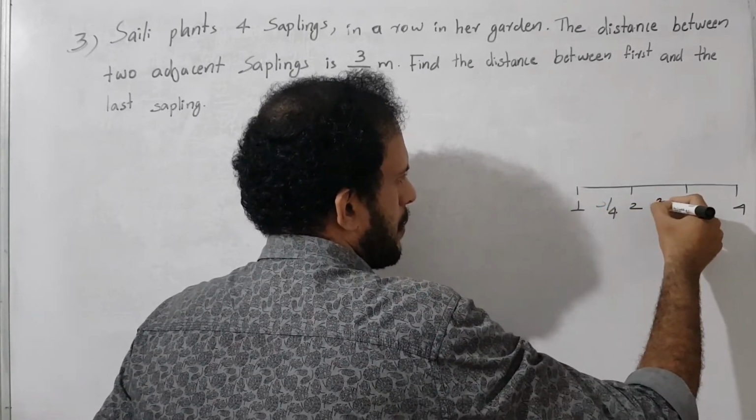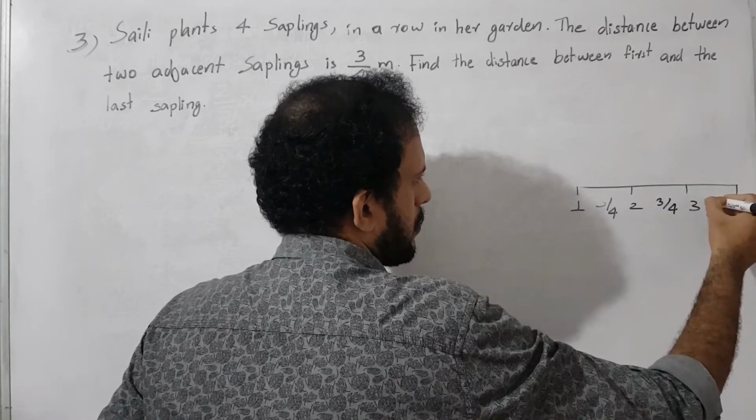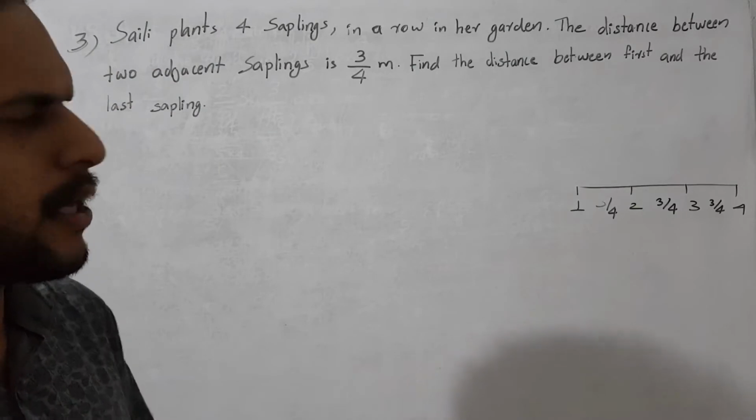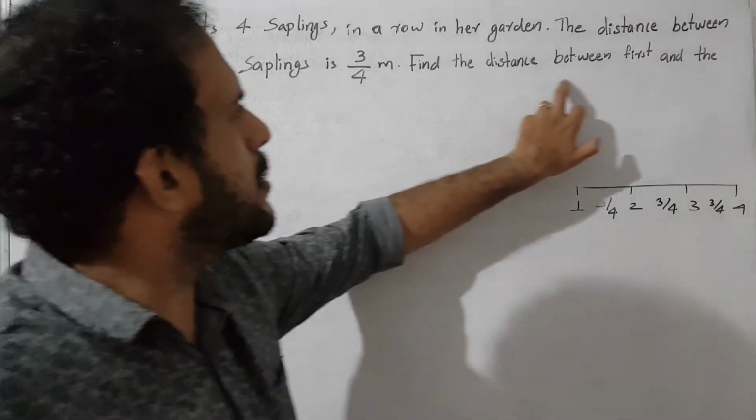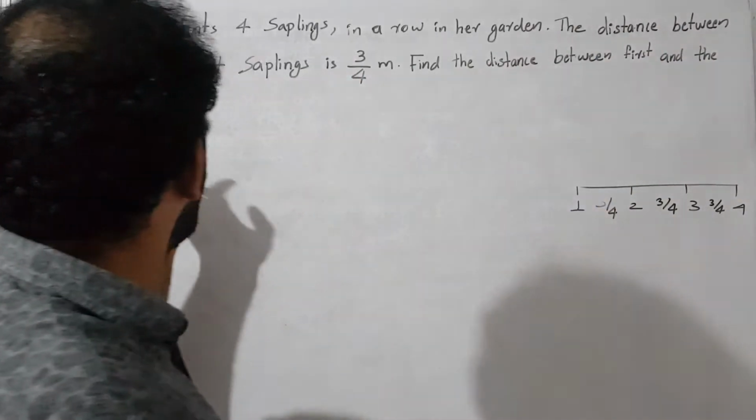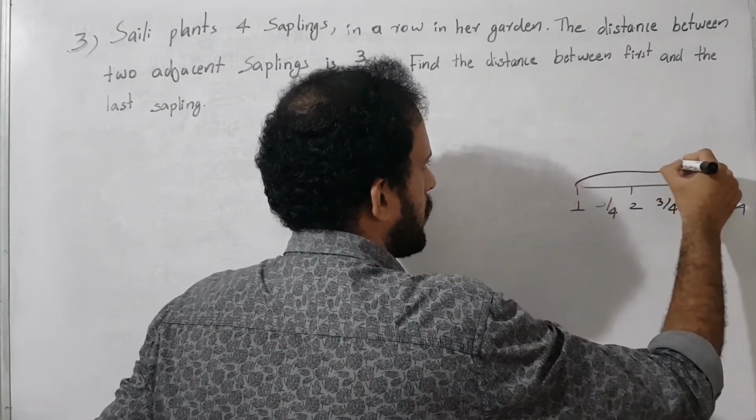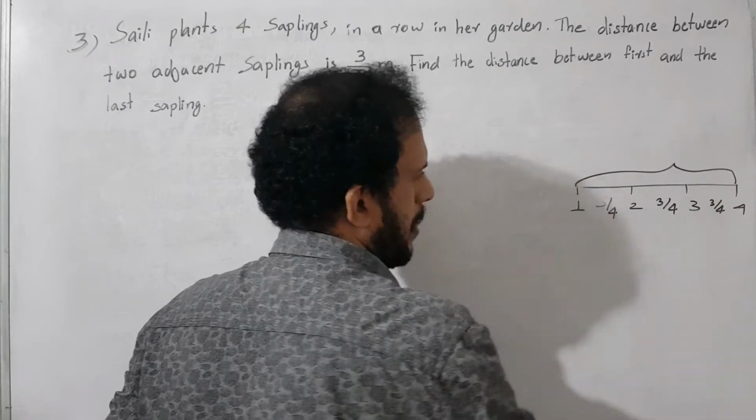2 and 3 is 3/4. 3 and 4 is 3/4. Okay. Then what is the question? The question asks to find the distance between the first and the last sapling. Then we need to find the distance between first and last saplings.